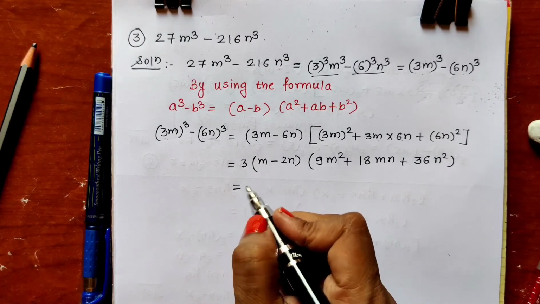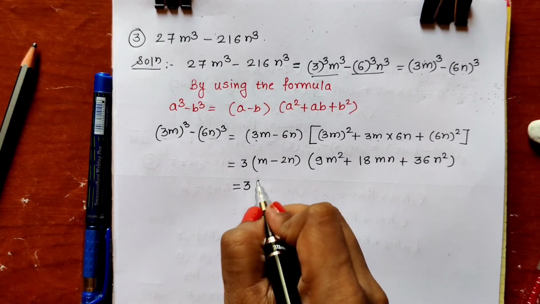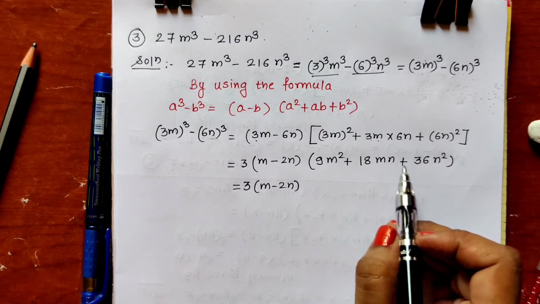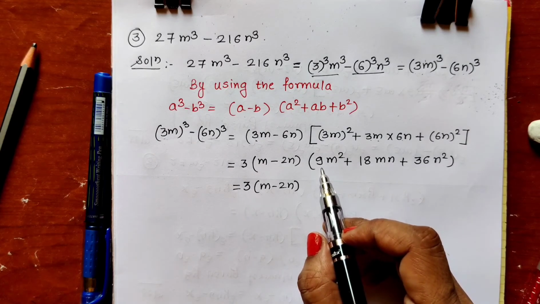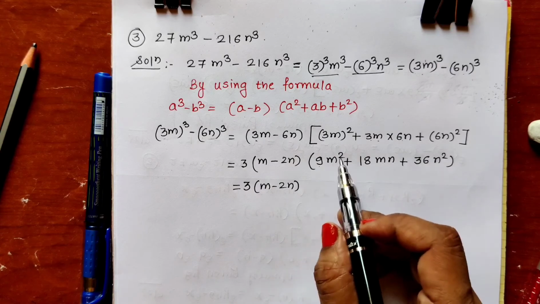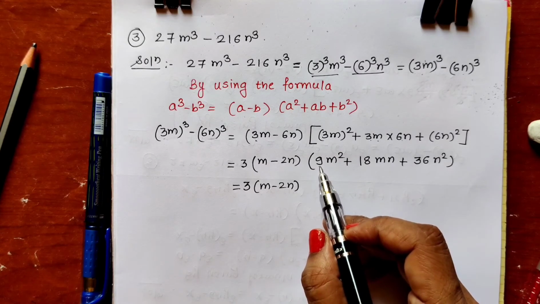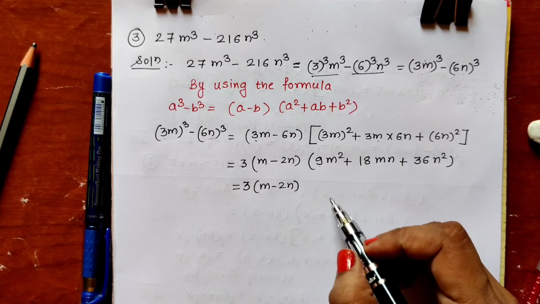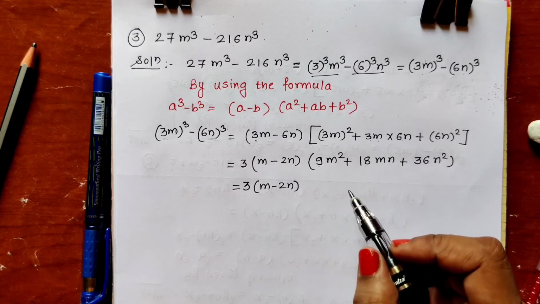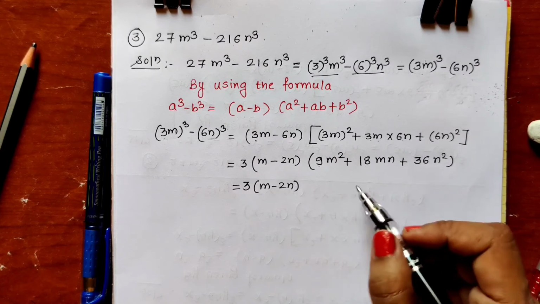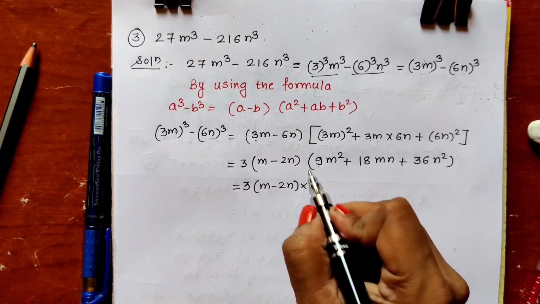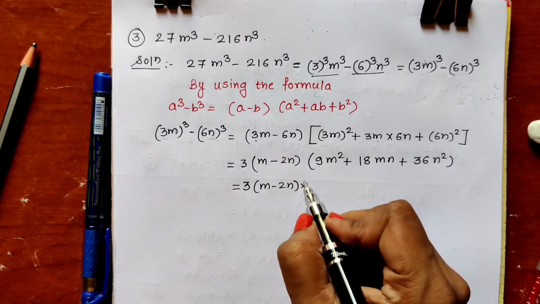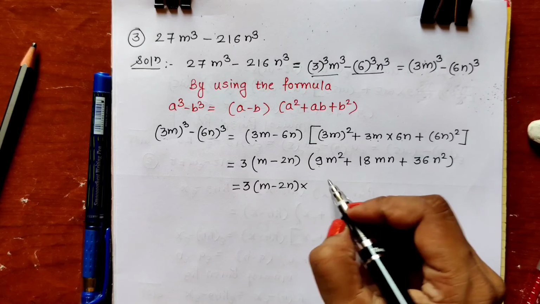Now see children, I will have to write one more step. This first 3 and m minus 2n I write as it is. Now let us observe this bracket. From this bracket also we can take out 9 common, because 9m square is divisible by 9. This 9 is divisible by 9. 18 is also divisible by 9 and 36 is also divisible by 9. So if it is possible to take out common, you have to take out common. Okay, so I will put a multiplication sign between two brackets. Always there is a multiplication sign, but we don't show it. Here I will have to show it, as I am taking out 9 common.